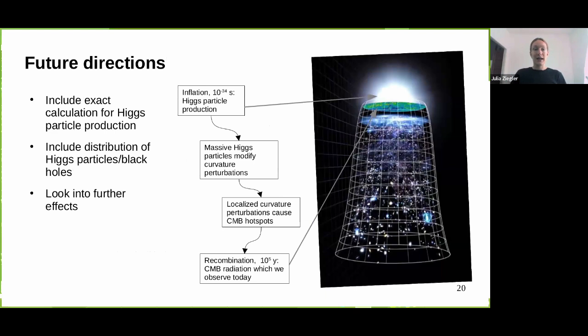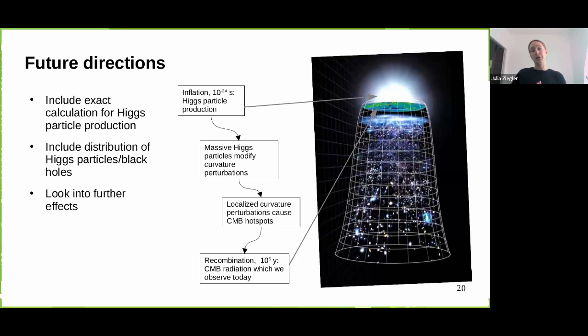Yeah, so what remains for the future to do is to include the exact Higgs particle production. So include the results for what exactly is the mass of these micro black holes that the Higgs particles decay into. And then also, of course, we need to include a distribution of Higgs particles or micro black holes. So far, we have looked only into one hotspot. And then we also want to look into further effects, non-Gaussian effects.